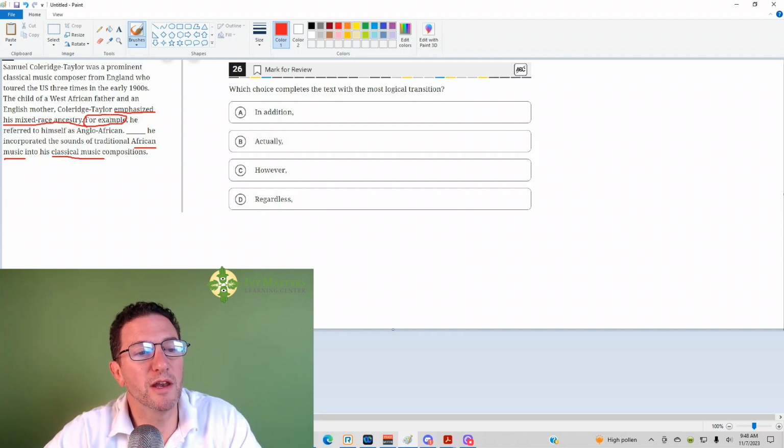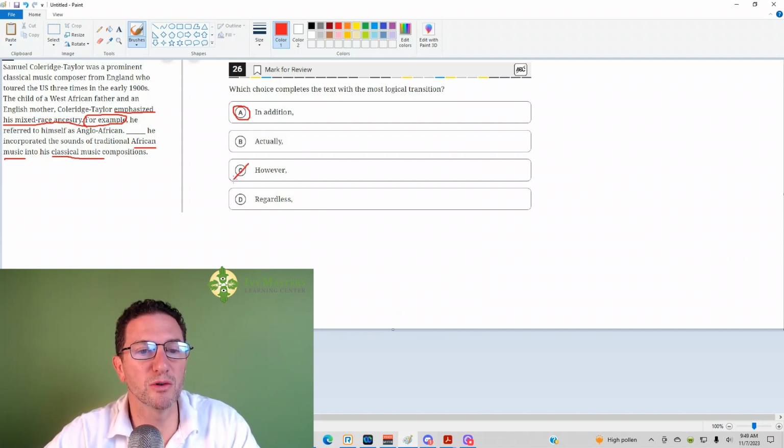What we actually wind up with are 2 examples after it says for example. So we get the first example. In addition, we get a second example. Remember what we said in the beginning. We want to say, hey, do these 2 sentences show similarity or difference? They show similarity because they're 2 examples of him emphasizing his mixed race history.